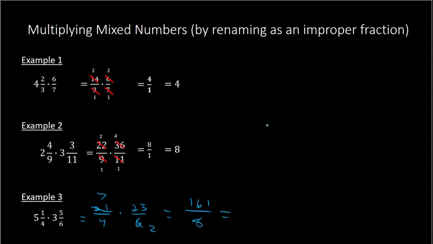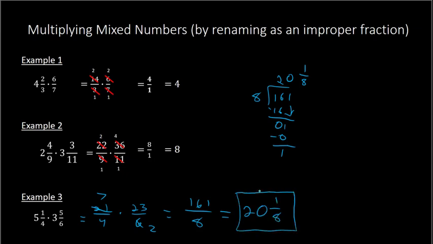So convert this 161 over 8 back to a mixed number by dividing 161 by 8. Well, 8 goes into 16 2 times. We subtract, we get 0, bring down the 1. So 8 goes into 1 0 times. 0 times 8 is 0. Subtract, we get 1. So the remainder is going to be 1. We can write that as a fraction, 1 over 8. So our solution is going to be 20 and 1/8. So always make sure that you write your final answer as a mixed number. That is typically best practice.